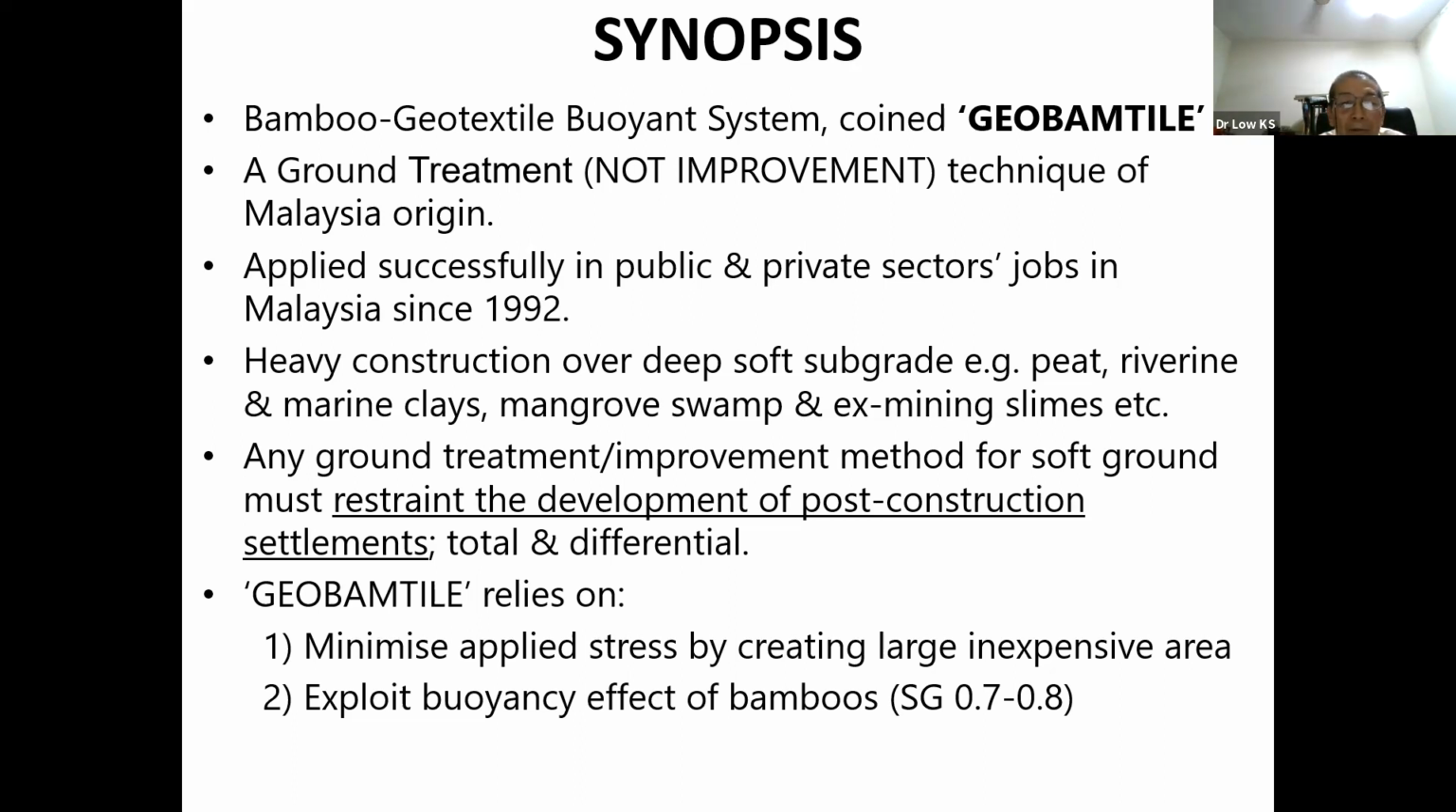So, any ground treatment or improvement method for soft ground must restrain. When it comes to construction on soft ground, you find that the common problem is post-construction settlement, right? There are two types. One is total. For example, like the KLIA 2, they worried about it due to the excessive total settlement. In other words, before the thing was commissioned, the ground settled more than a meter, right? And then the other type, which is to me more critical, is the differential, meaning you just consider any two spots, right? The settlement is not even. Even though you're talking about soft ground, they are not evenly soft. So the area that's softer than soft will tend to settle more than the one less soft, right?